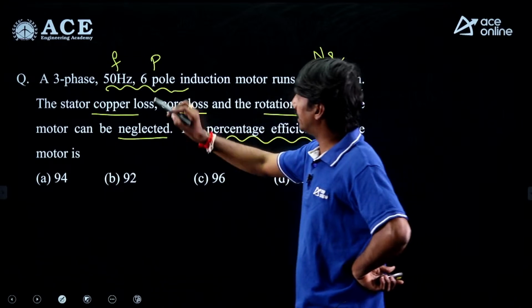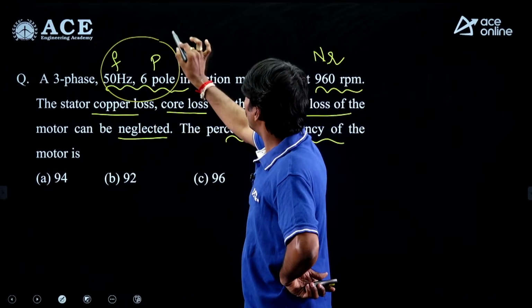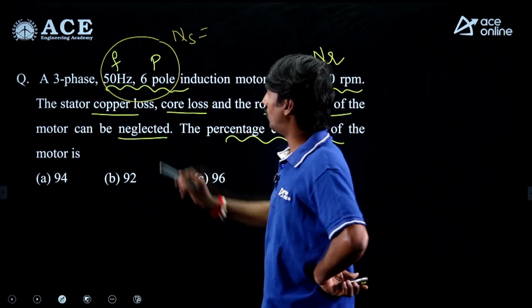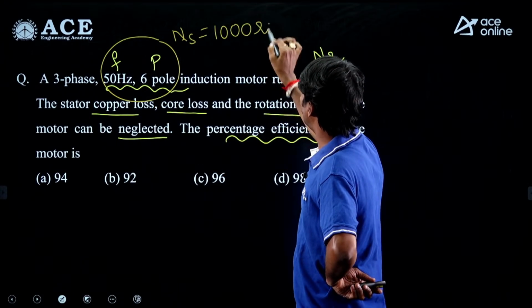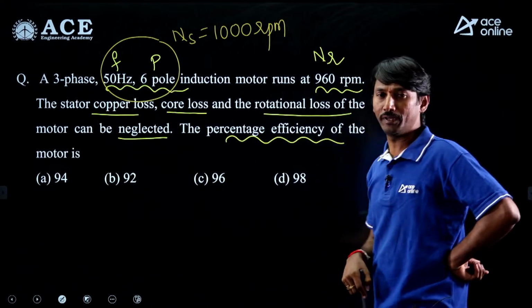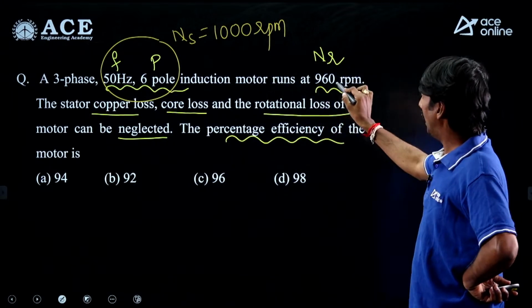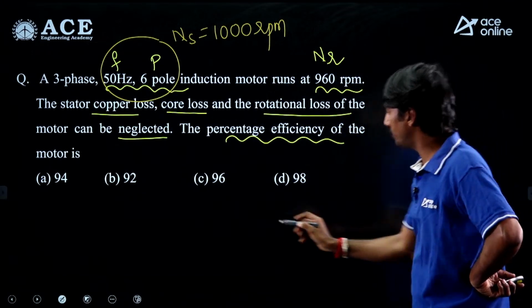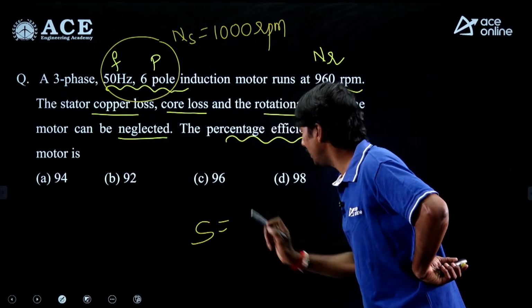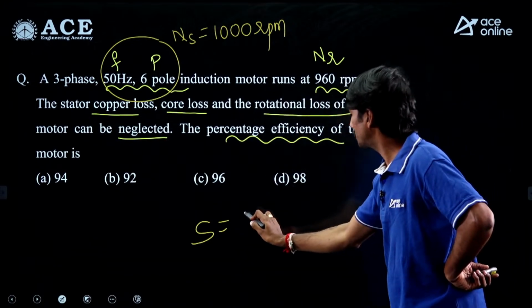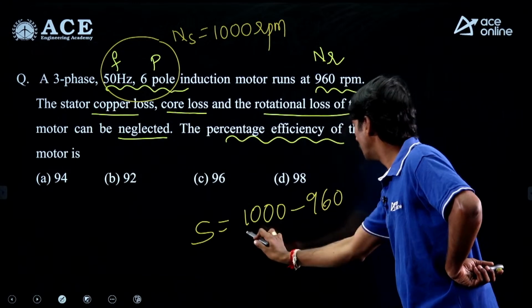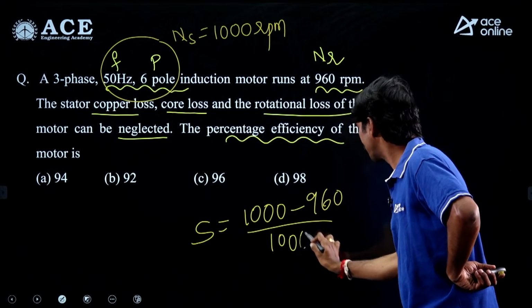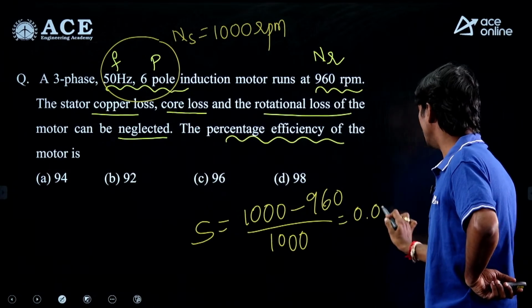Now, from the given data, what is NS? NS = 120 F by P, so you will be getting 1000 RPM, and NR is 960 RPM. Therefore, slip is how much? Slip is (NS minus NR) by NS. The value is 0.04.